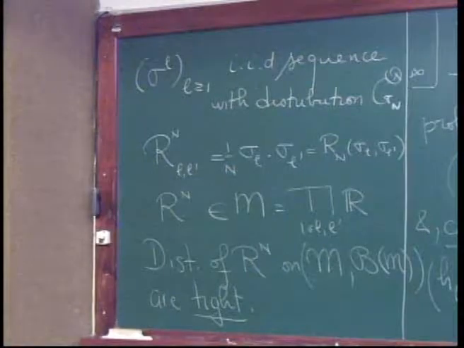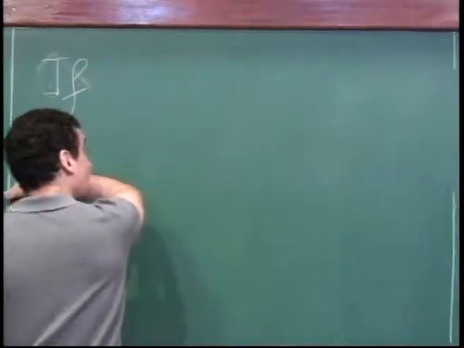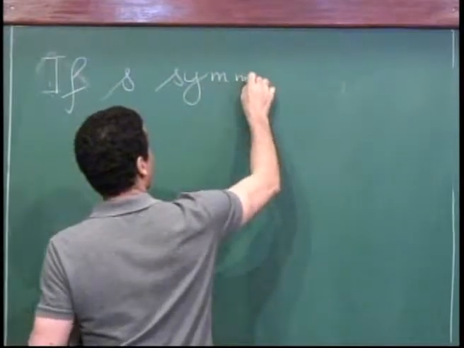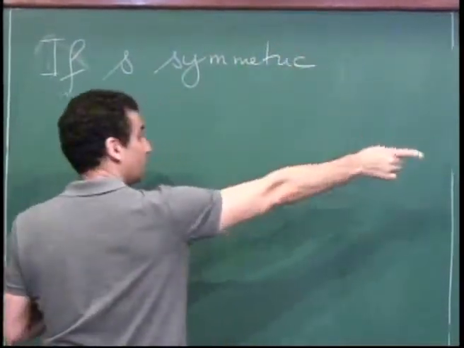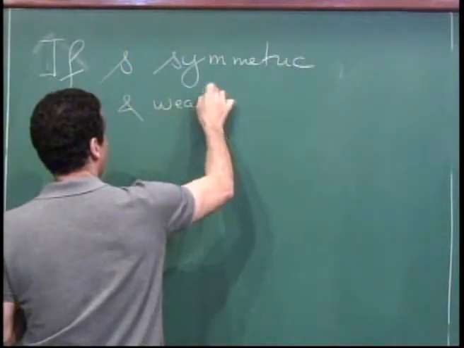Okay, so now the next step is the following. So this is really if the array S is symmetric. So for the moment we've used the exchangeability in a strong form and weakly exchangeable only.